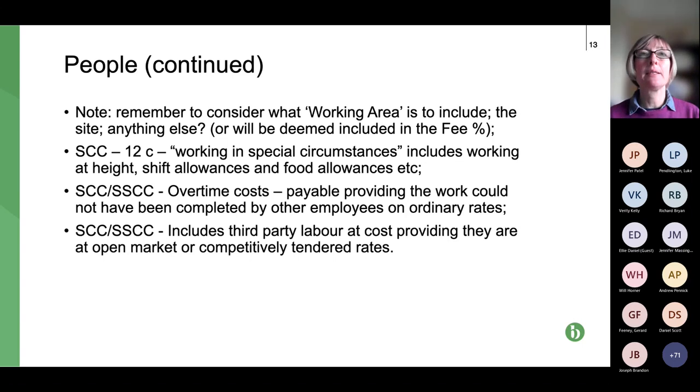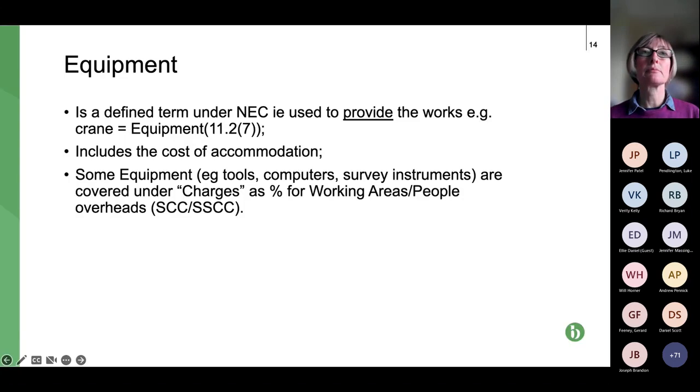So next slide, please, Jen. Next item, so this is number 2 on the list for the schedule of cost components, and the shorter schedule is equipment. So as we've seen already, first of all, it's a defined term under NEC. So not all of these items are defined terms. It's pretty much defined as the equipment that's used to provide the work. I've used the analogy of the crane, and you'll see why later.